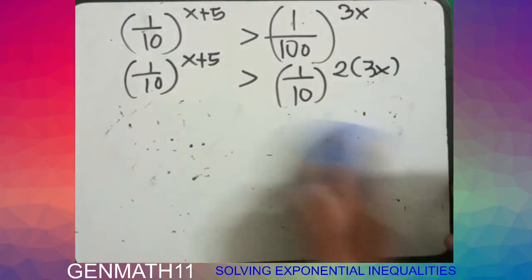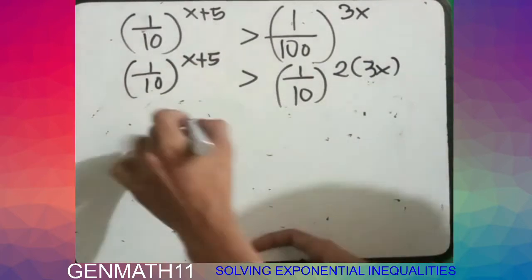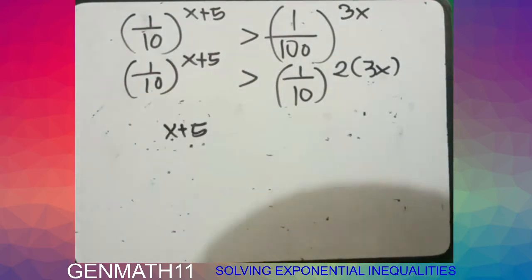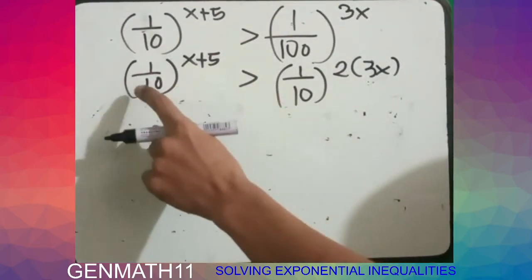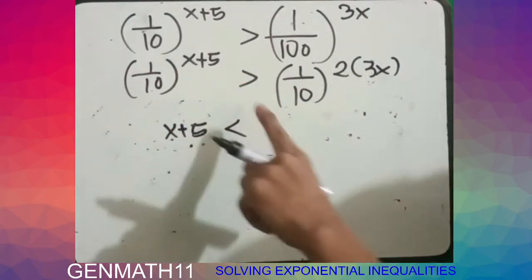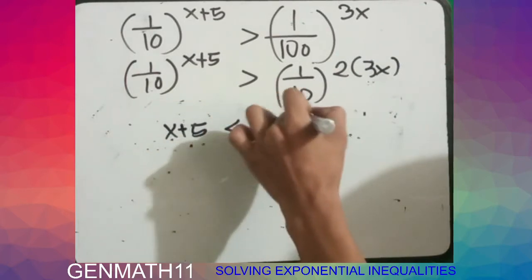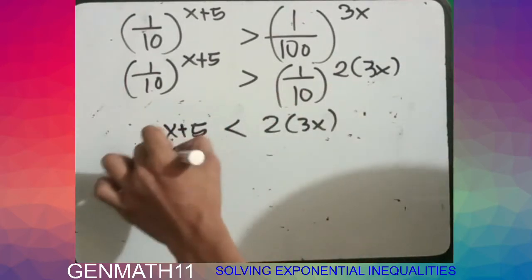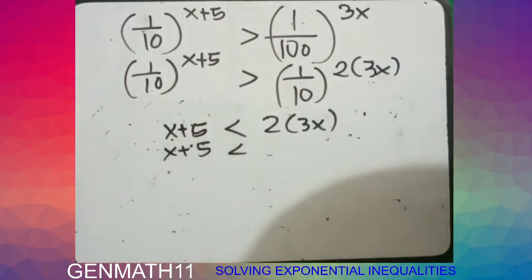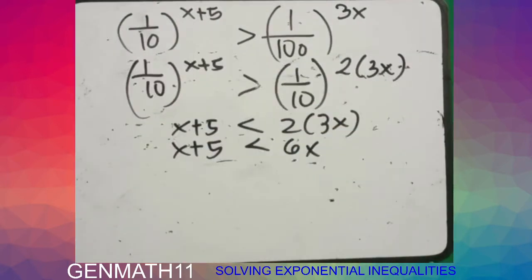Ibabaan muna natin siya, then saka natin siya baguhin. So, magiging x plus 5. Tapos, yung inequality symbol, dahil nga mas mababa siya kaysa 1, magiging less than siya. Salin na, greater than. Then 2 times 3x. Okay, next. Simplify natin. X plus 5 is less than 2 times 3x is 6x.